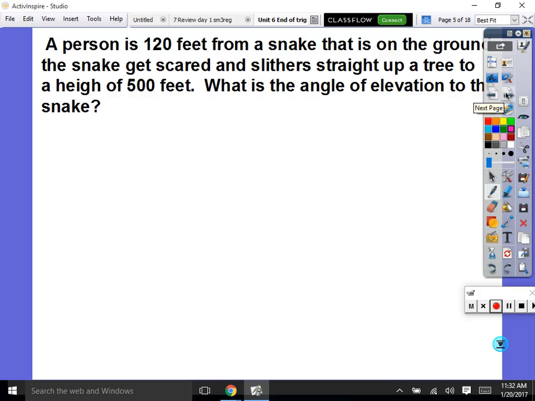Okay, so if you get something like this on the test, let's not make it harder than it needs to be. I made this problem up. A person is 120 feet away from a snake.